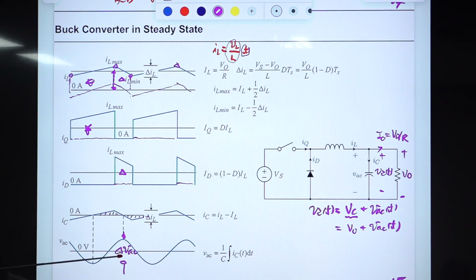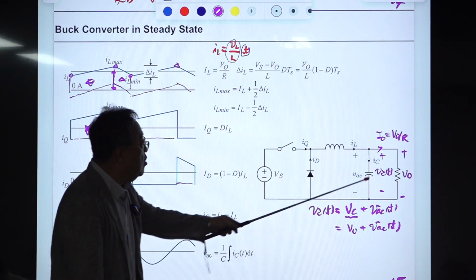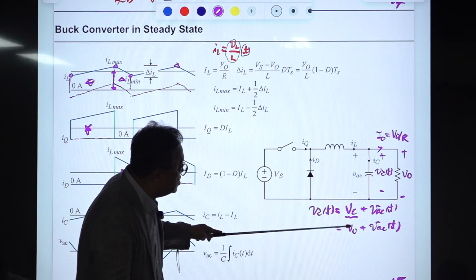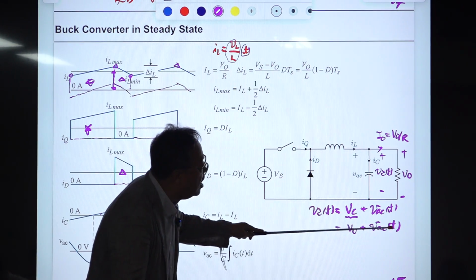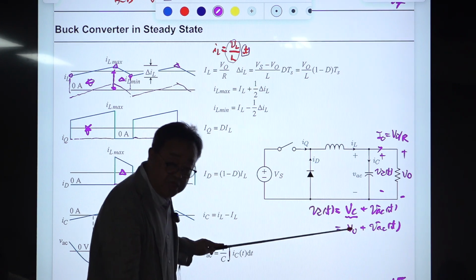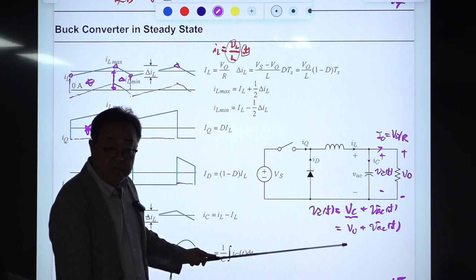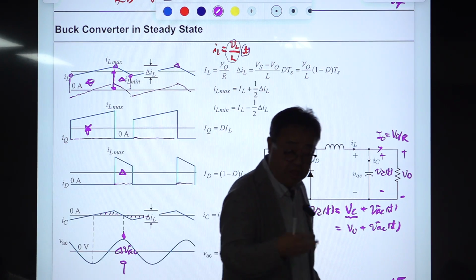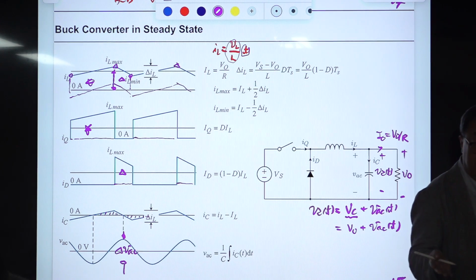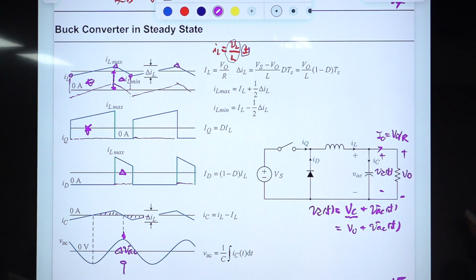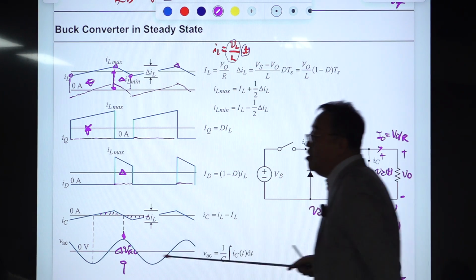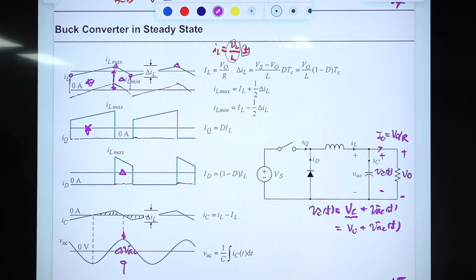So if you find the DC, then your actual waveform is this DC, and it has the AC component on top of this DC value. Okay, that is the way of reconstructing the ripple component from the simplified analysis, assuming the output voltage is DC. Okay, so you can evaluate this later. We will have a very simple formula to evaluate this.